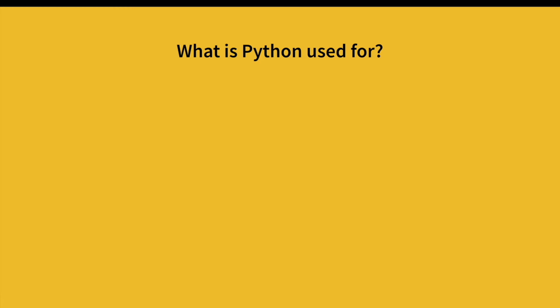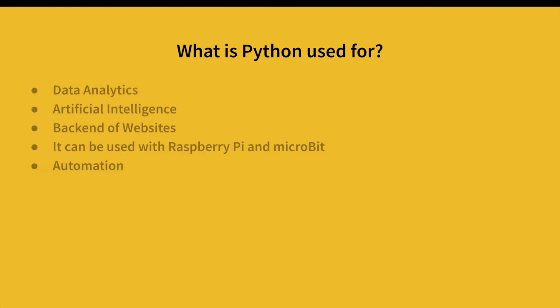What is Python used for? Well, Python is used for a vast variety of tasks, as stated in the previous slide, such as data analytics, AI, backend of websites. It can also be used with Raspberry Pi and Microbit, both of which I covered in a previous video. I'll link it in the description. And it can be used for automation.